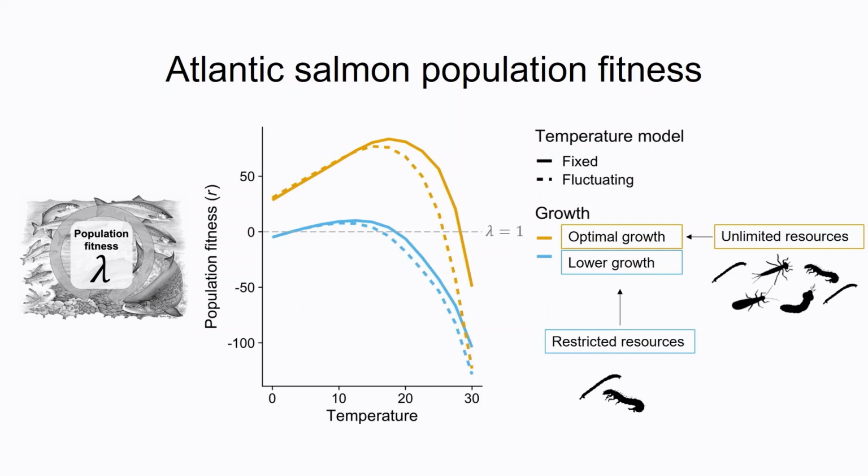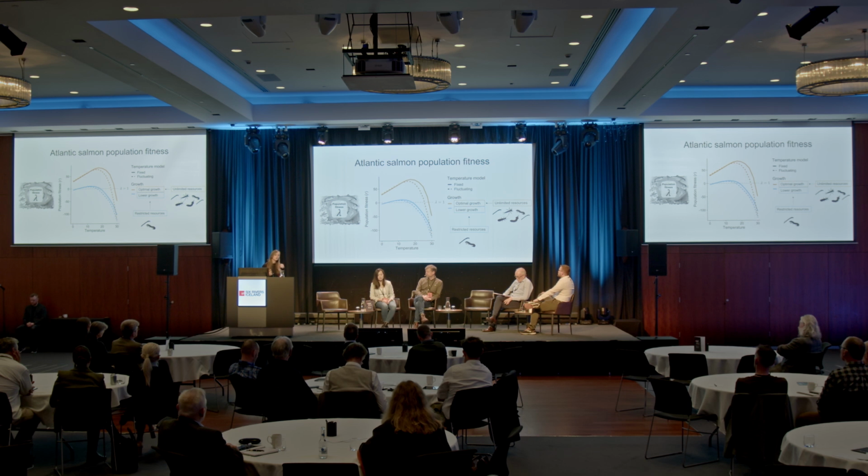And then we can also see that under the lower growth scenario, so this is like having less food, basically your fitness is reduced overall across the whole temperature range. And this is basically because warmer systems are faster. So if it's warmer, you can grow faster, but if you don't have the food to support that, then your fitness is going to be affected.